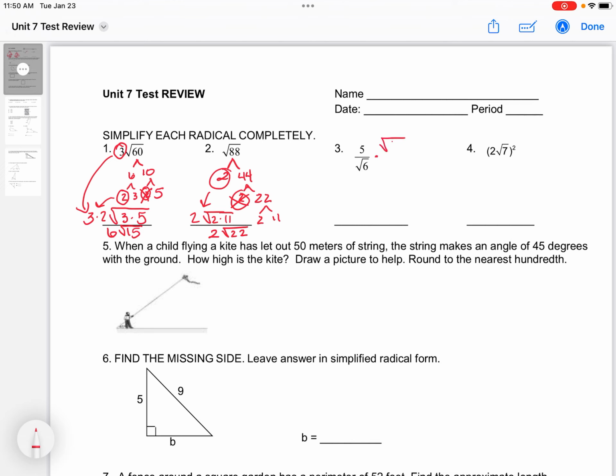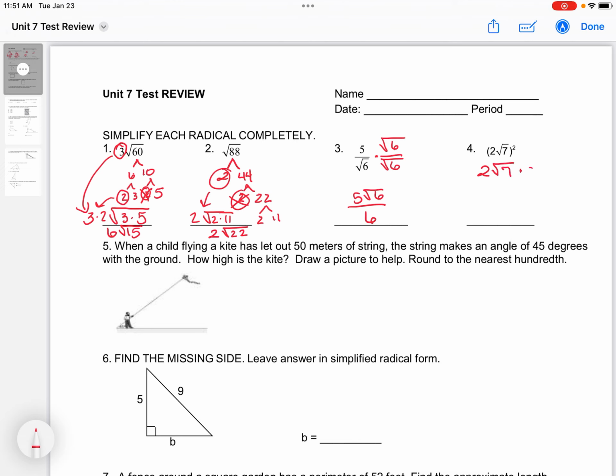Okay, 3. You cannot have a square root on the bottom. So we're going to multiply by basically 1. Square root of 6 over square root of 6. So what happens is we have 5 times the square root of 6 on top. 6 square root of 6 times the square root of 6 is just 6.